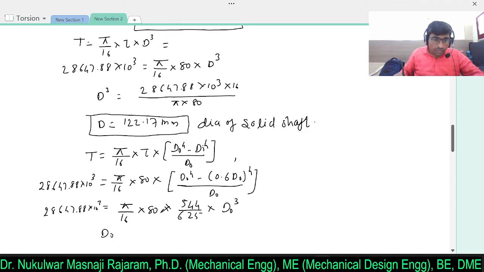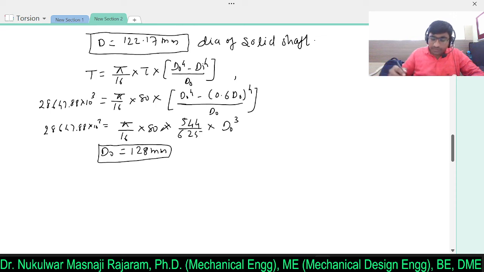Clear? Now I want the value of do. Clear? So I will just transfer all the terms over there, then do cube equals 28647.88 into 16 into 625 divided by pi into 80 into 544. Clear? And if I take the cube root of the answer, then I will get outer diameter equal to 128 mm. Clear? So here you will get 128 mm. Now we have the relation for the inner diameter also. Clear? Inner diameter is equal to 0.6 into outer diameter. So what will be the inner diameter, into 0.6? So that will be 76.80 mm.